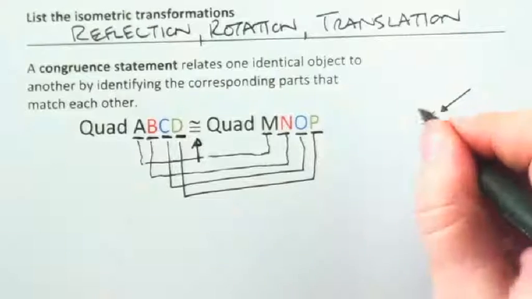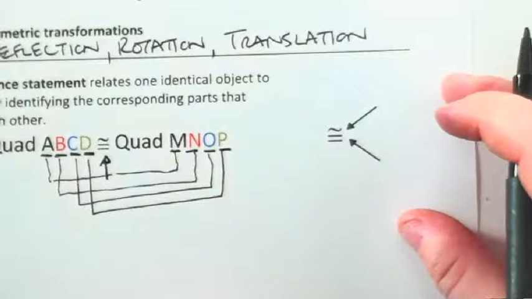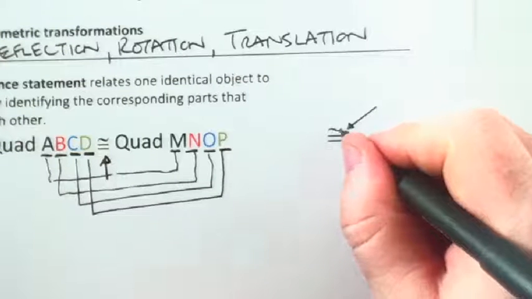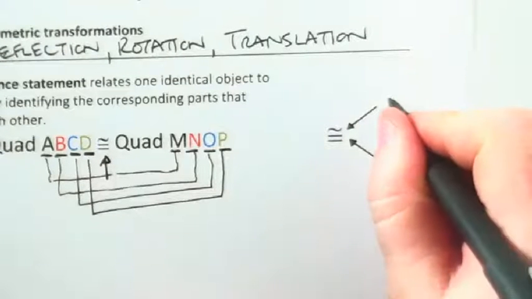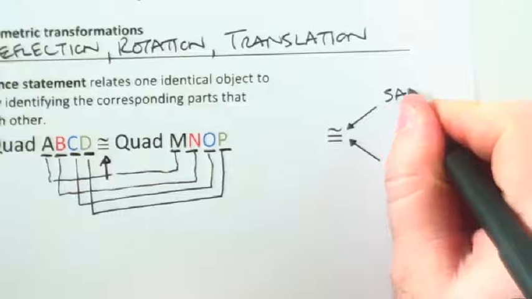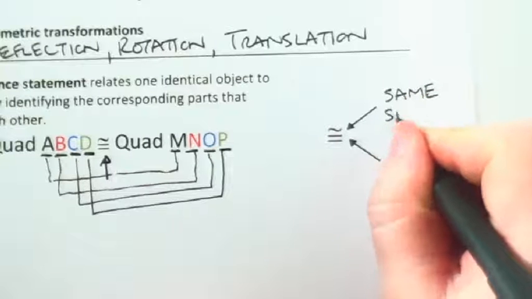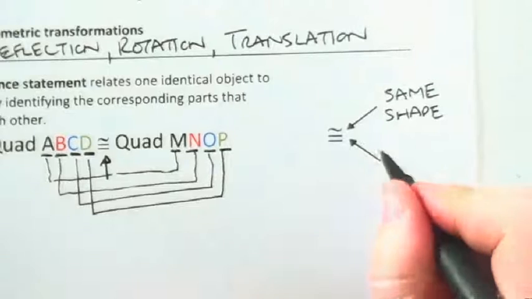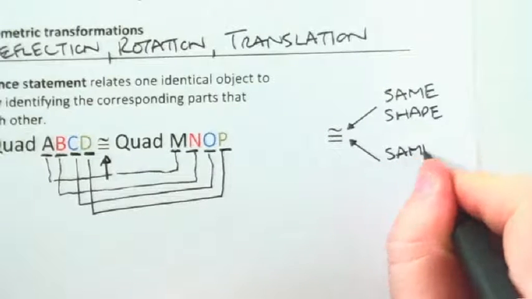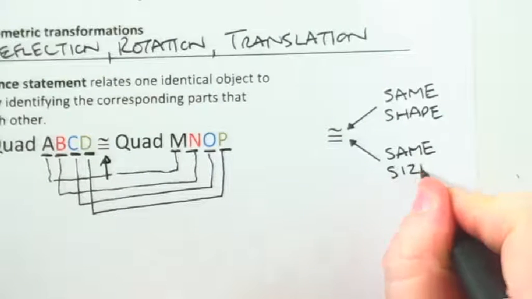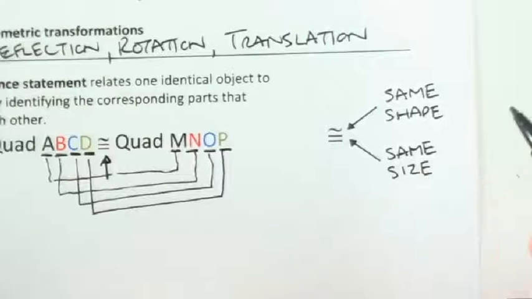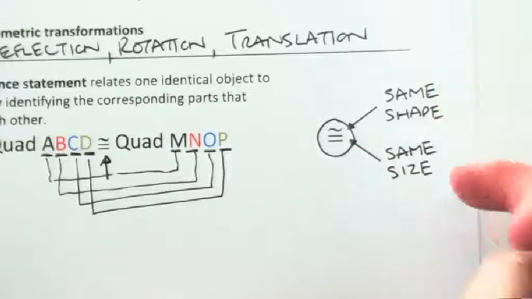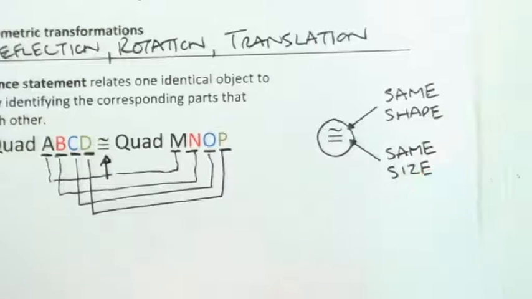Let's talk a little bit about this congruent symbol. There's actually two symbols in it. There's this little kind of squiggly guy here. That symbol basically means to have the same shape. So it is true that if we're congruent, we have the same shape. The equal sign basically says that we have the same size or the same measure. So to be congruent, you must have the same shape and the same size or same measurements.